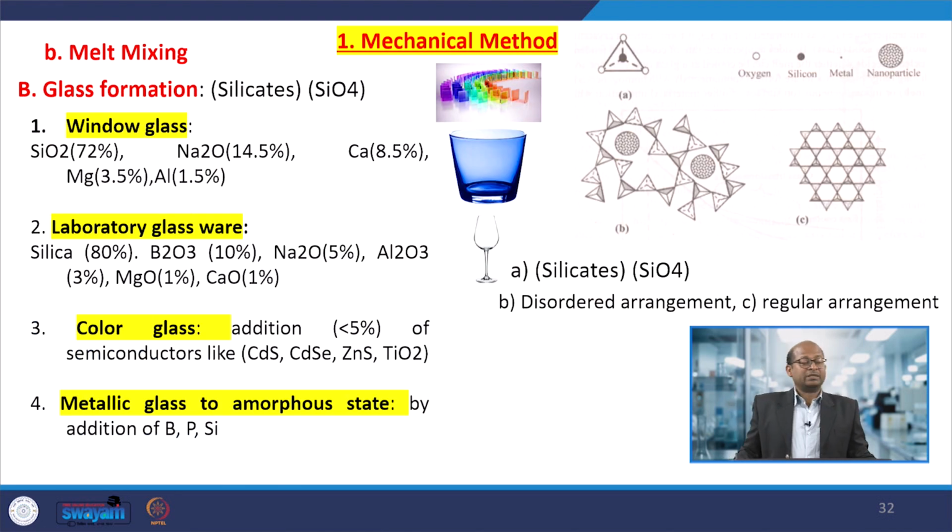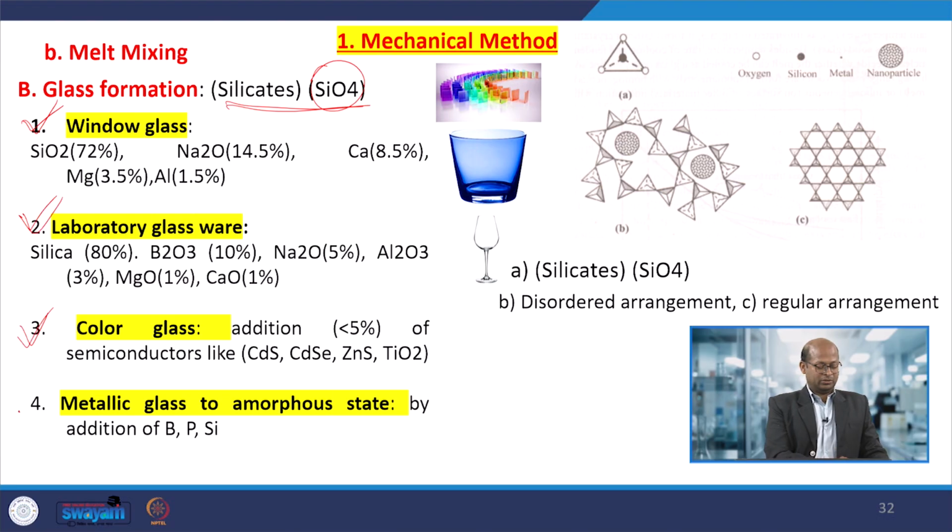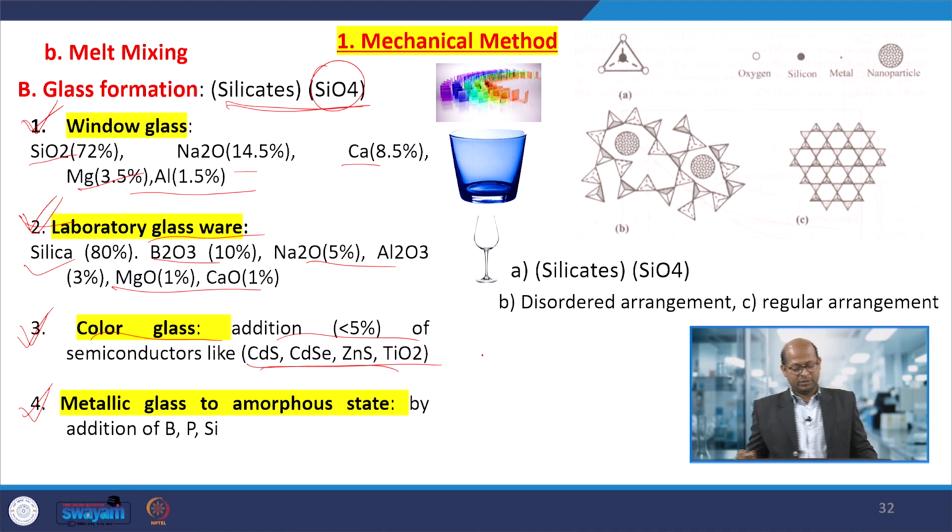Okay. Another one is glass formation, that is silica or silicate, glass is made of this. Depending upon the application, suppose we have a window glass, it has silica along with calcium and magnesium at different percentages. Also we have laboratory glassware, which has its own composition, or colored glass, if we add less than 5% of something like cadmium sulfide, titanium oxide, zinc sulfide, semiconductor type materials. So depending upon the percentage, different types of glass we can make by this melt mixing process.